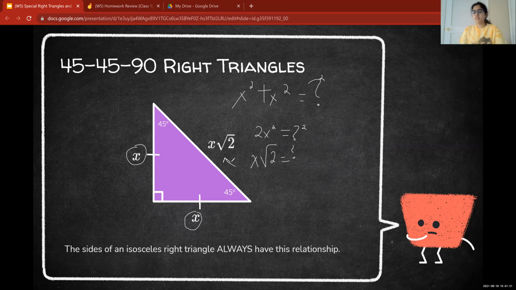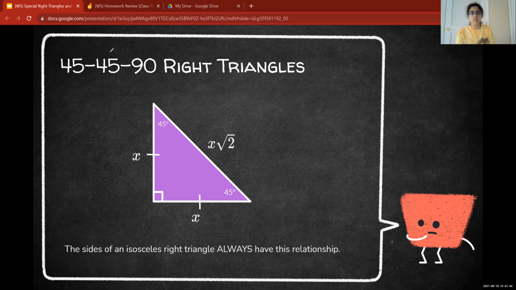This relationship will always be true for an isosceles right triangle, since all isosceles right triangles are 45, 45, 90-degree triangles. And all 45, 45, 90-degree triangles will have this relationship. Does anyone have any questions on that? Okay.